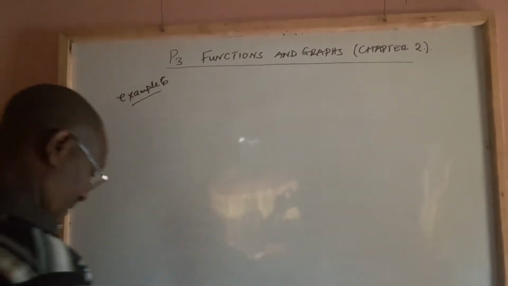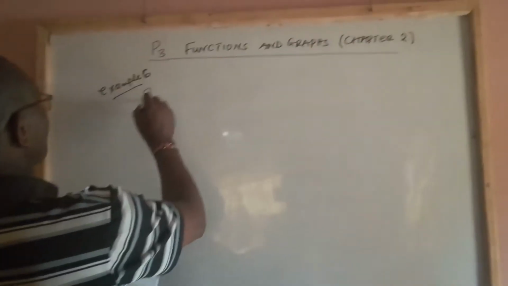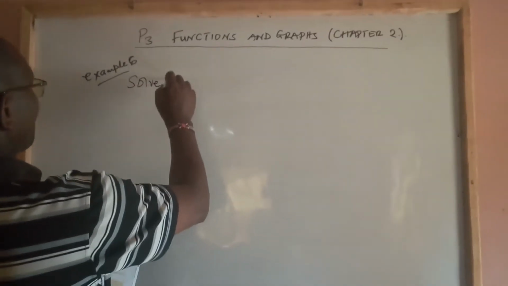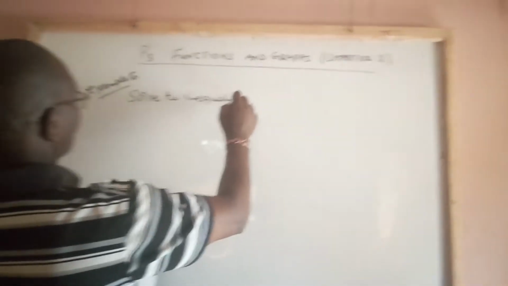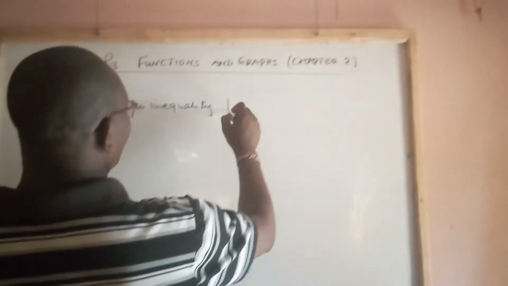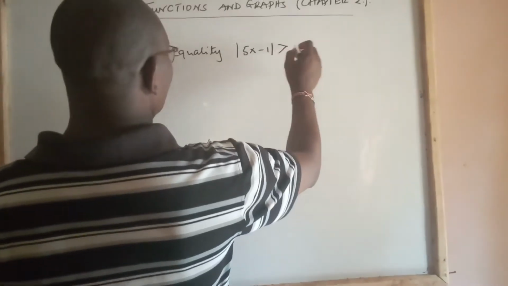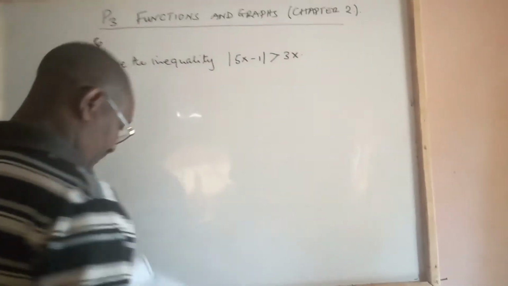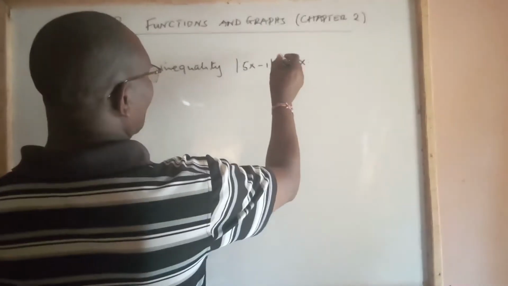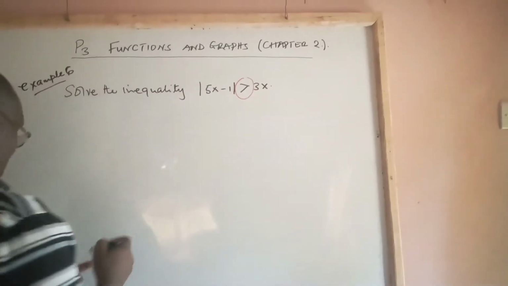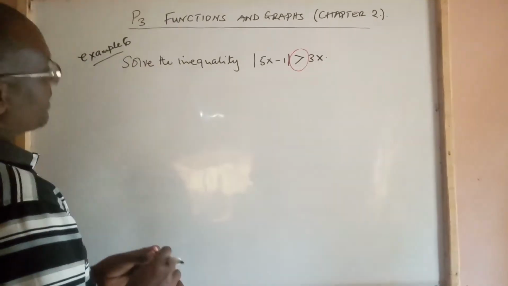In example 6, we have a different question which is telling us to solve the inequality: modulus of 5x minus 1 is greater than 3x. We have to take care of this part of the question because it's now not equals to, it is greater than.